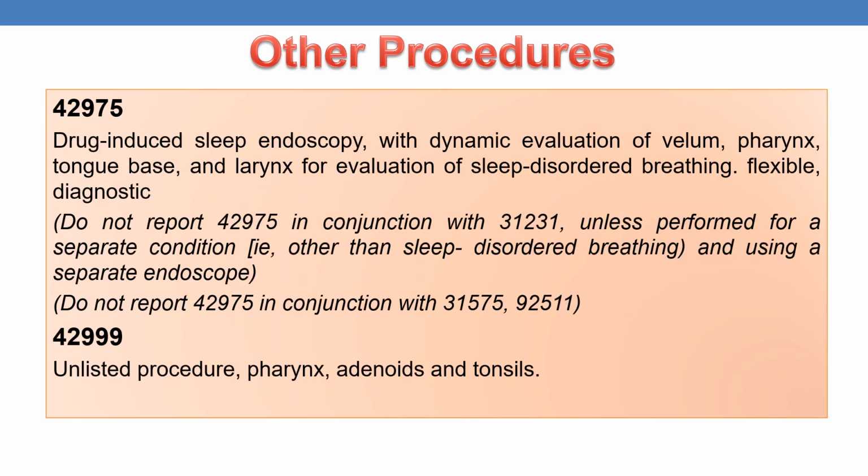The next CPT is 42975. It deals with drug-induced sleep endoscopy with dynamic evaluation of velum, pharynx, tongue base and larynx for evaluation of sleep disordered breathing, flexible diagnostic. And do not report 42975 in conjunction with 31231 unless performed for a separate condition, that is other than sleep disordered breathing and using a separate endoscope. And do not report 42975 in conjunction with 31575 and 92511. Finally, coming to last CPT in other procedures, that is 42999. It deals with unlisted procedure, pharynx, adenoids and tonsils.